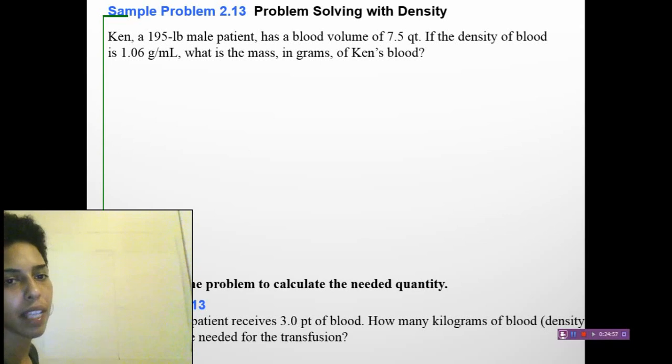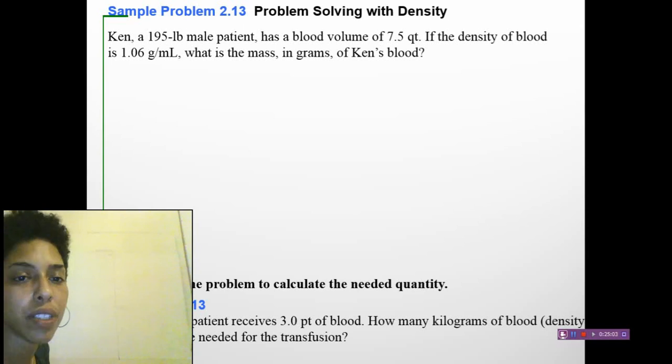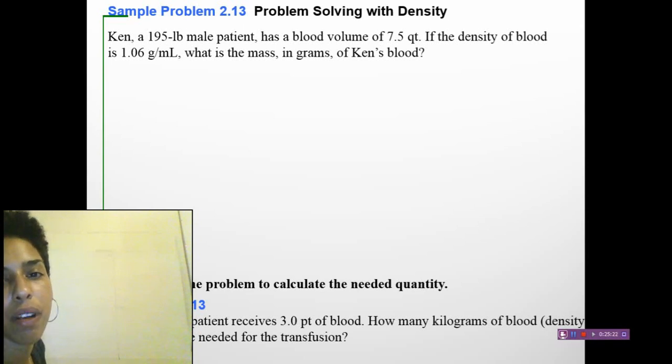All right, it says that Ken is a 195-pound male patient. He has a blood density of 1.06 grams per milliliter. What is the mass in grams of his blood? Well, some of this information we don't need. We don't need to know his weight because it's not talking about his weight. But we do need to convert from quarts to what? Milliliters, because the density is given in grams per milliliter.